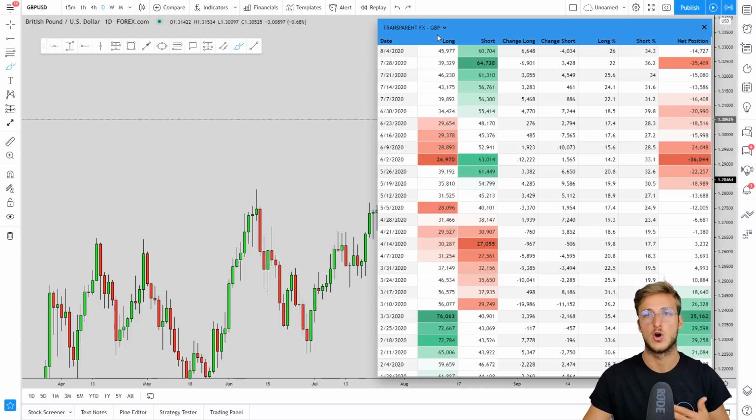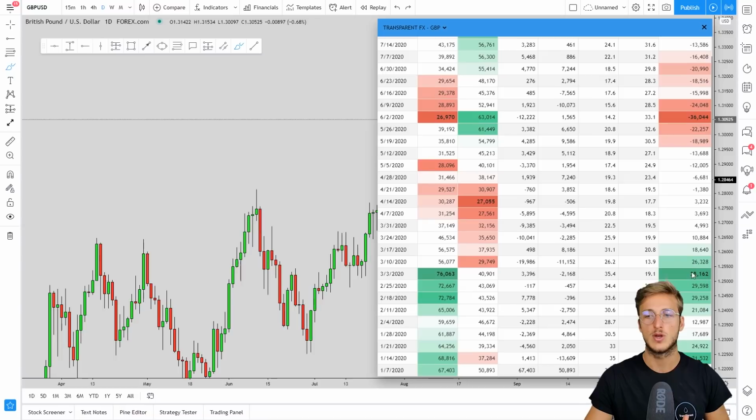So commitment of traders, what the biggest banks and institutions are currently doing in the market and how they are positioned. Now, if we look at the long term, and first of all, if you check the data for the pound, you are already checking pound USD. Why? Because all currencies on the spot are traded against the USD. So if you're checking the data for the GBP, you are already checking GBPUSD.